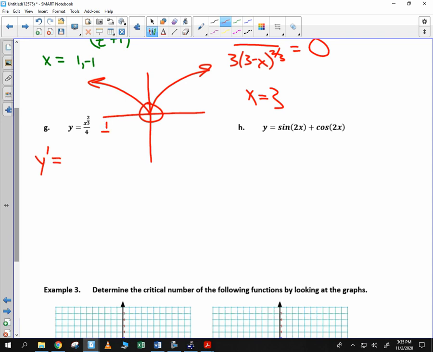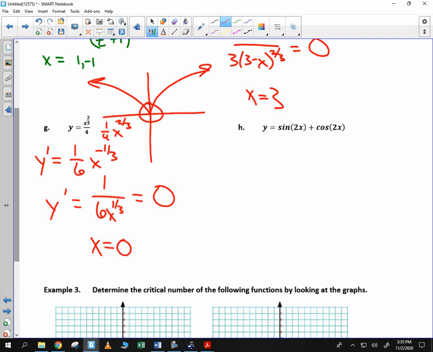first of all, this is 1/4 x to the 2/3. So divided by 4 is the same as multiplying by 1/4. So we would get 1 over 6 x to the negative 1/3. So y prime is equal to 1 over 6 x to the 1/3. So where is that equal to 0? Well, the top is never equal to 0, but the bottom is at x equals 0. And you can tell that, in fact, by the graph, that's where you have a critical value.